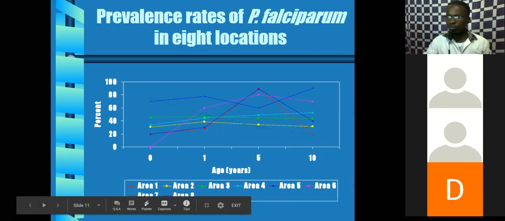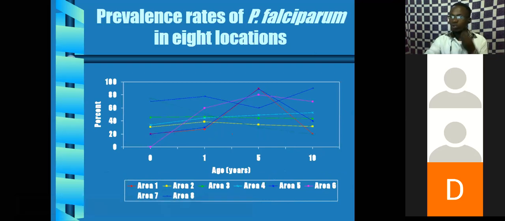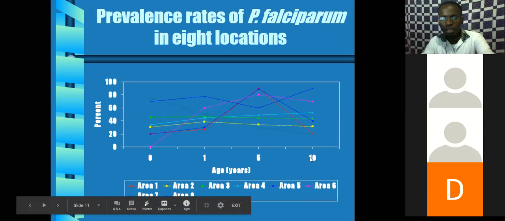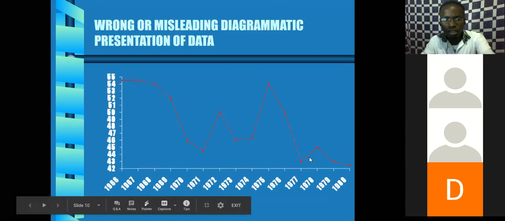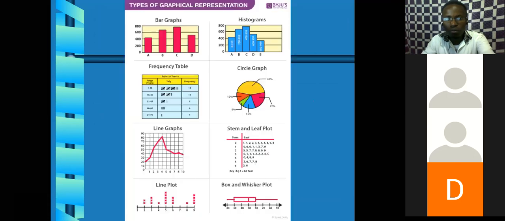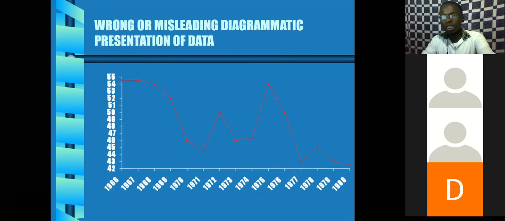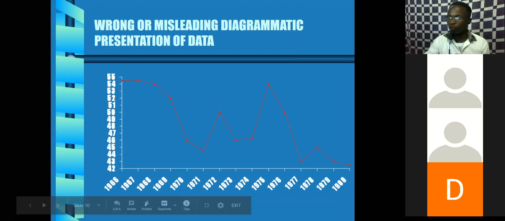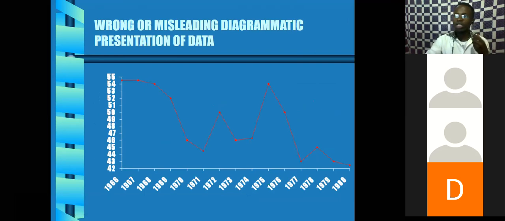Then the source of data. Include the source of information where it is necessary at the bottom of the graph. Is there any graph here that has a source of information or data that we have? Anyway, always make sure that you indicate the source of information. These things that we're talking about are very important when you're doing research.